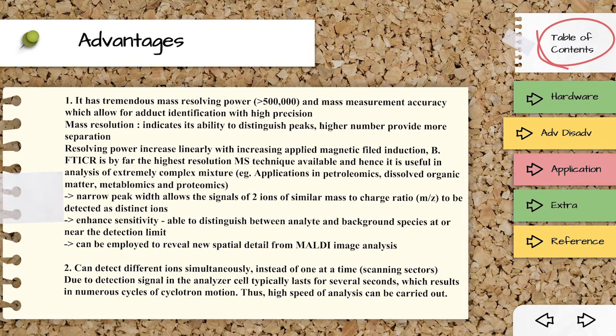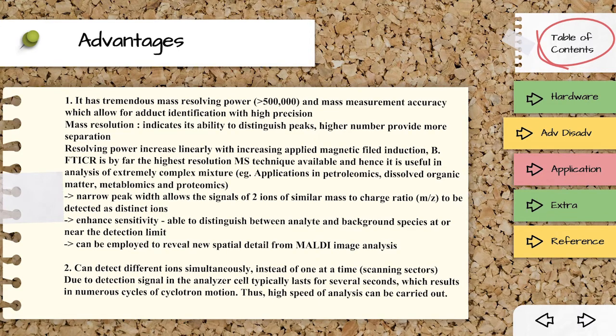It also has high mass measurement accuracy, which is better than 1 ppm. These two factors allow it to achieve identification with high precision. The mass resolution in MS is used to indicate its ability to distinguish peaks. The higher the mass resolution, the more separation it will provide. In FTICR-MS, the resolving power increases linearly with increasing applied magnetic field induction, which is B.